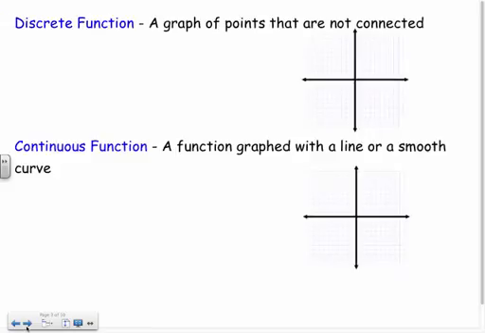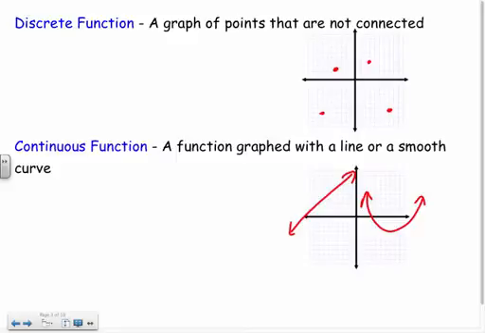That's important. And we also have two different types of functions, discrete and continuous. It's pretty straightforward. Discrete means dots are not connected, right? So I can just draw a bunch of dots. That's discrete. It doesn't continue. Continuous means it goes on. So it could be a straight line. That's a continuous function. It could look something like this, continuous. It's got arrows at the end to show that it's smooth or curved, and it goes on.